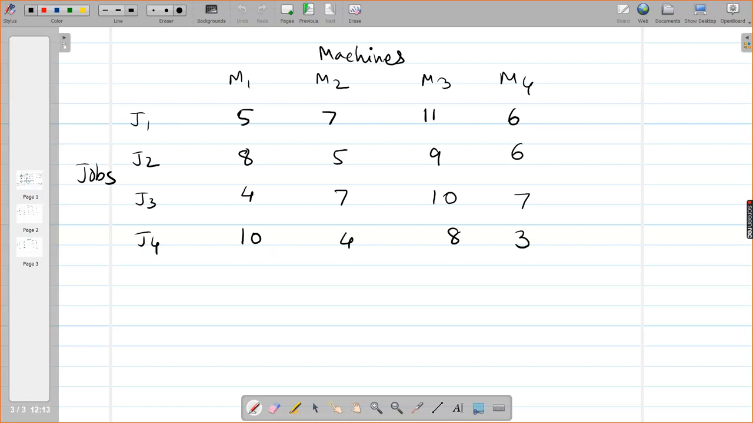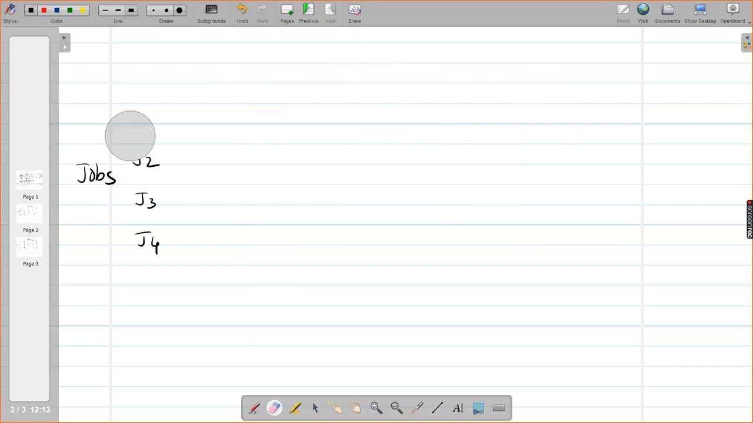Yes, ma'am. In this we first do row reduction. So the smallest entry is 5, so I will subtract. So what do we get from row reduction? First row is 0, 2, 6, 1. Okay. So here you can write row reduction.